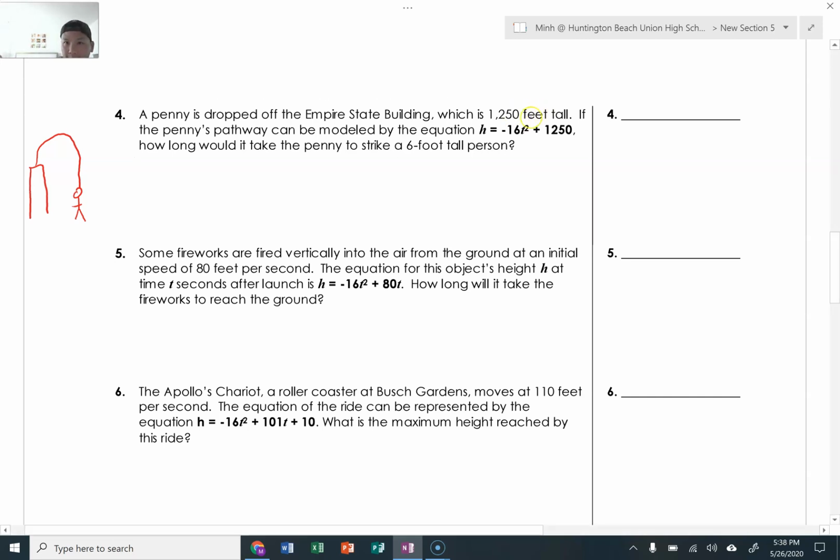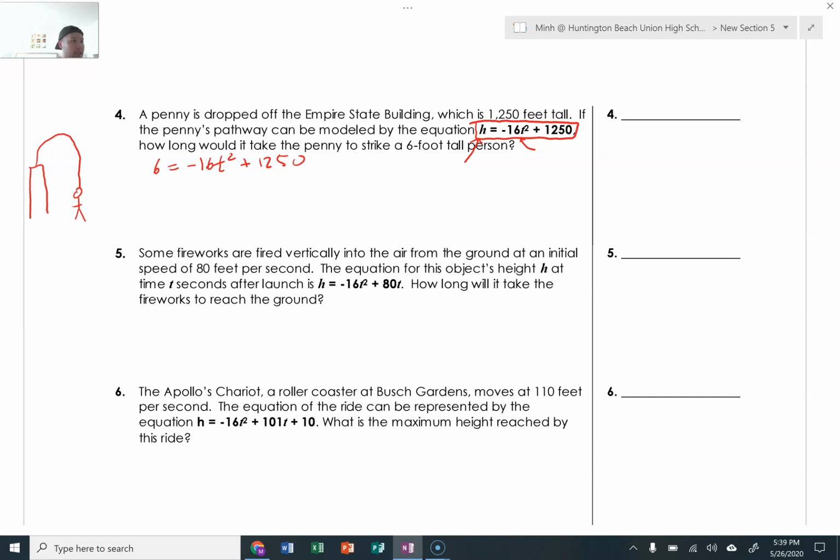So here we go. They give you something really important right here, which is the equation. They tell you that h is the height. We have to find out when t is going to exist. So in this case, what we need to do is put 6 back into the height. So I would say 6 is equal to negative 16t squared plus 1,250, right? We can approach this a couple ways, but I'm going to approach it a way that is a little bit more familiar for you guys.